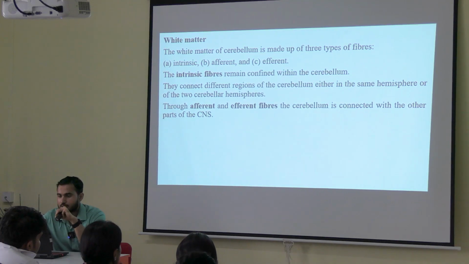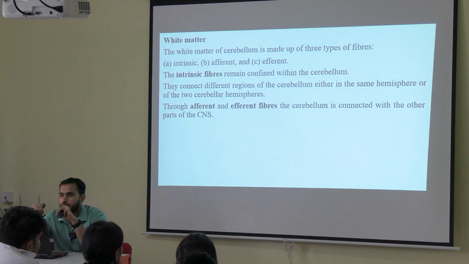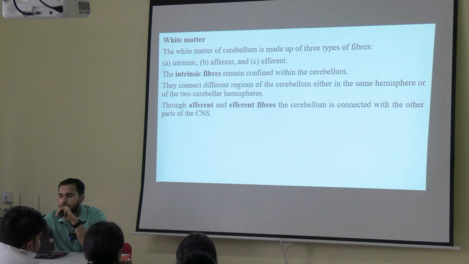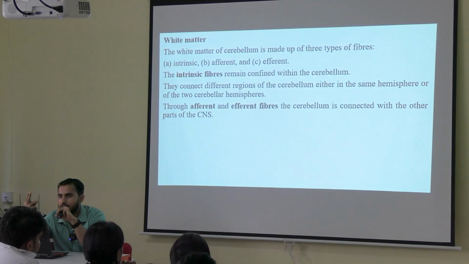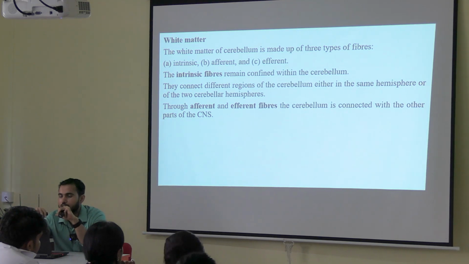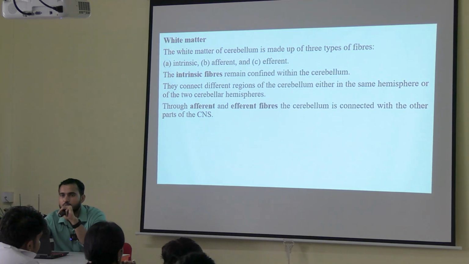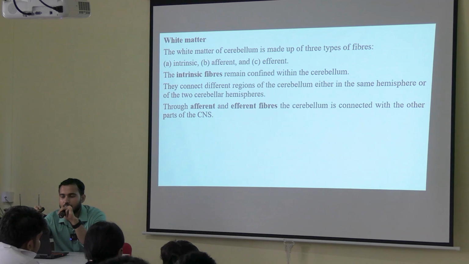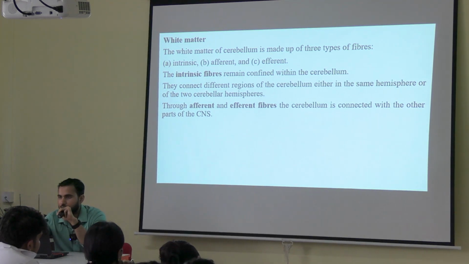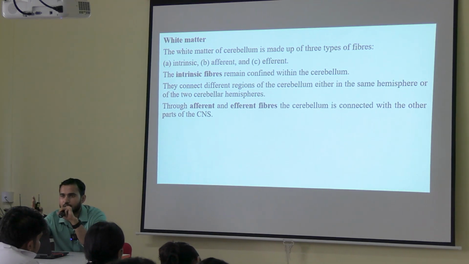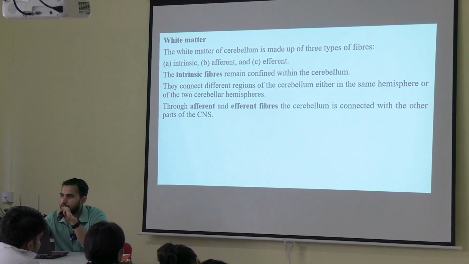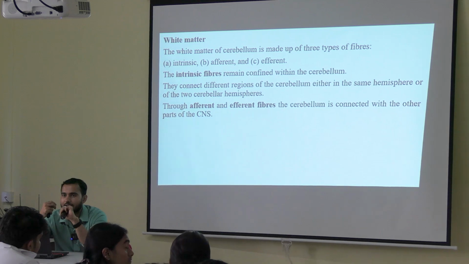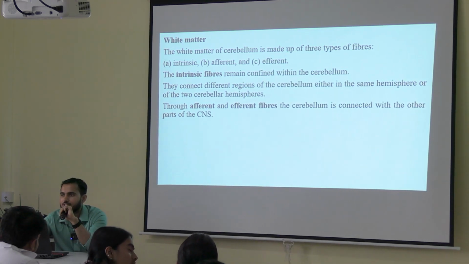Next, in the white matter, deep to the molecular layer, three different types of fibers are present: intrinsic fibers, afferent fibers, and efferent fibers. Intrinsic fibers are confined to the cerebellum only. Among afferent fibers, two types are there: climbing fibers and mossy fibers. Efferent fibers, as I already told you, are the axons of Purkinje cells.